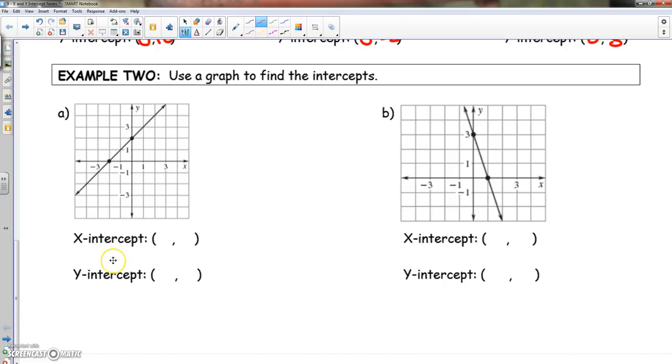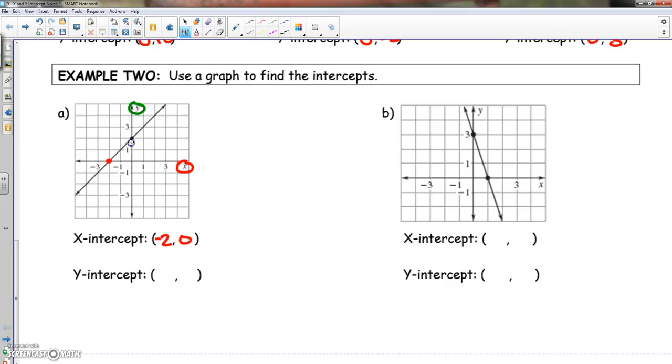So we first need to know which axis is which. So the one that's horizontal, as you can see, is our x-axis, and the one that is vertical, as you can see, is our y-axis. So when I go to find the x-intercept, I'm going to look along this line right here. And as soon as I get to a point, that's going to be my x-intercept. And if you notice, it's going to be negative 2 and then 0 because I didn't go up or down any. So (-2, 0).